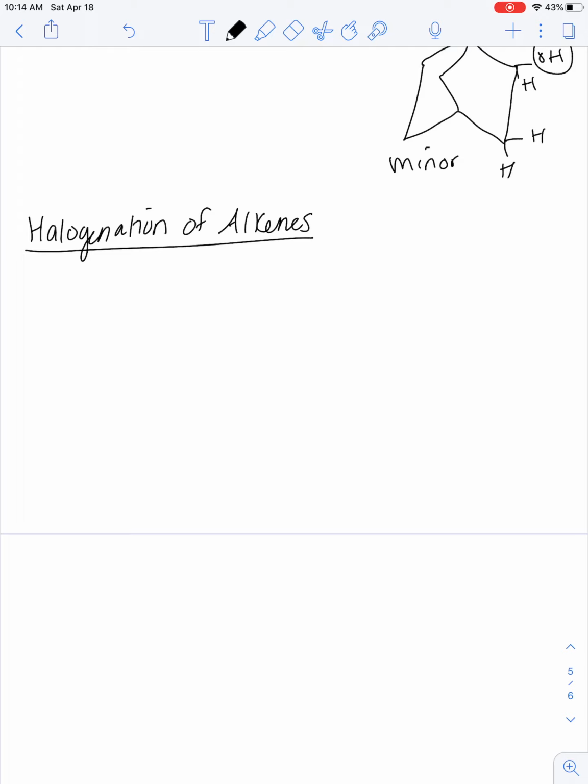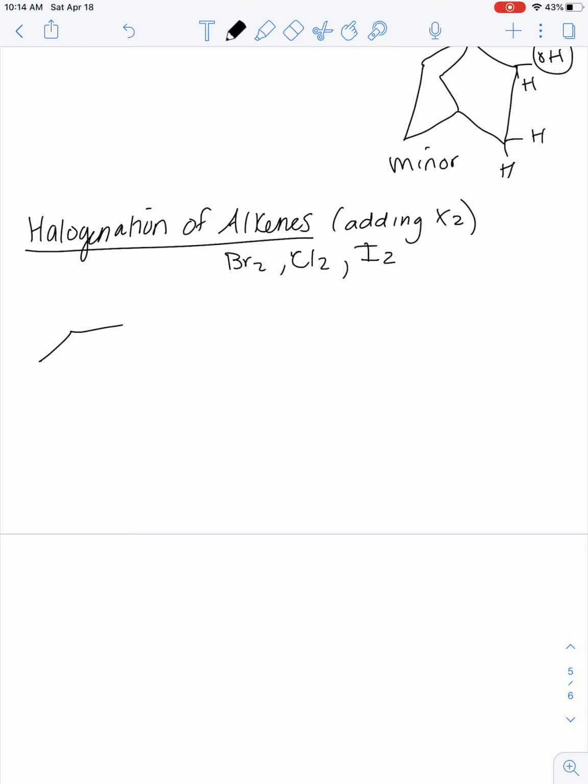So when we're looking at the halogenation of alkenes, what's happening is we're adding X2. So again, X2 is going to be your halogen. So Br2, Cl2 are the most common, and then sometimes you'll see the addition of I2. So again, bromine and chlorine are going to be the most commonly used when we're looking at the halogenation of alkenes.